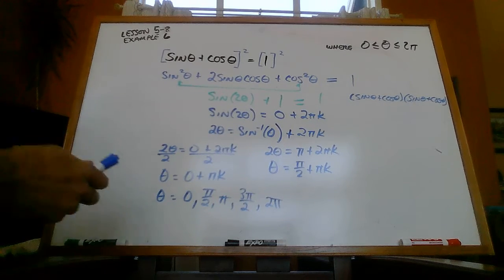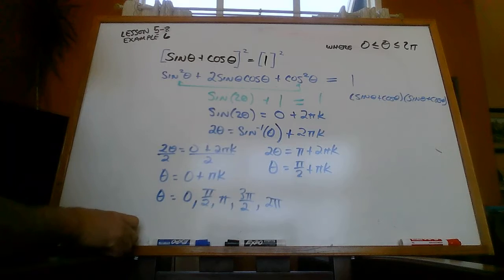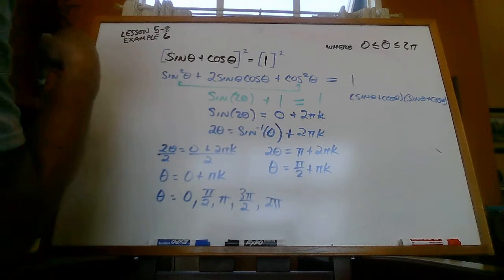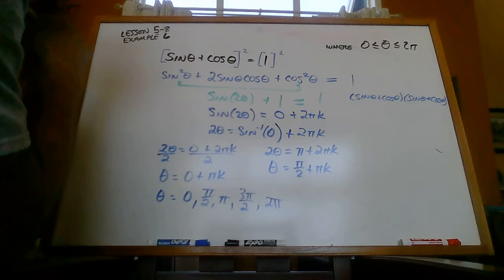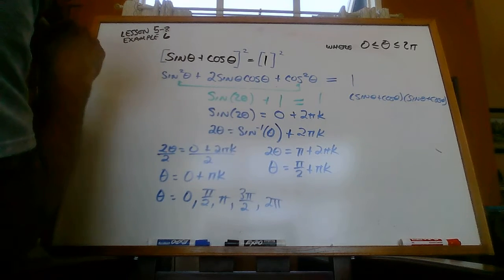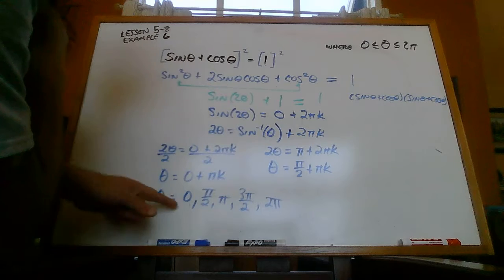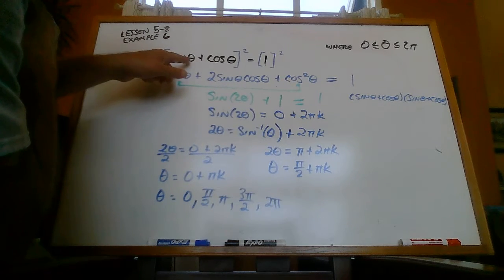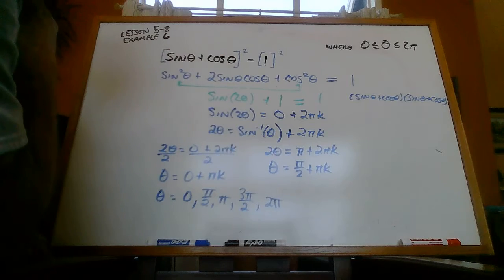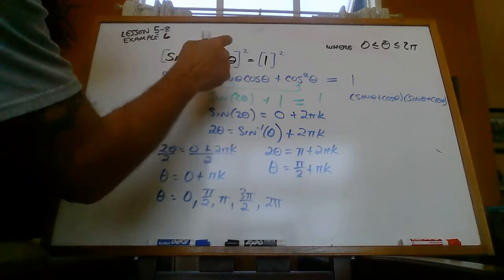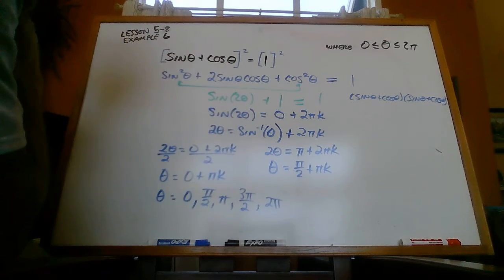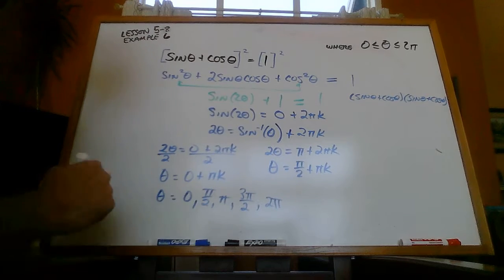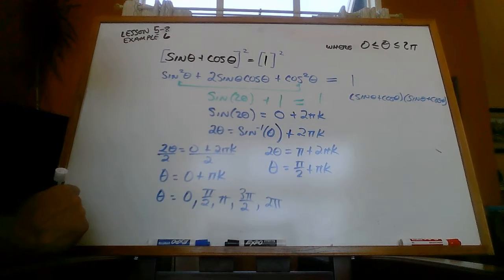And then we start looking at this really close. So if I plug in 0, I get sine 0 plus cosine 0. That's 0 plus 1. That's 1. That one works. And pi over 2, sine of pi over 2 is 1. Cosine of pi over 2 is 0. So I get 1 plus 0. That's equal to 1. So that one works. So both of these work.